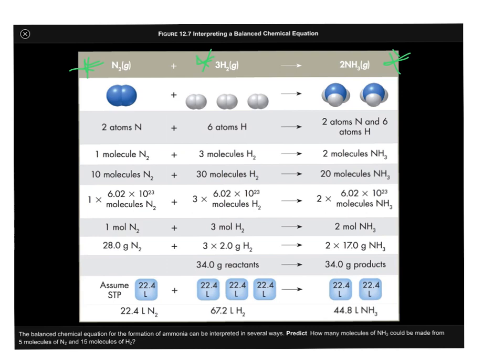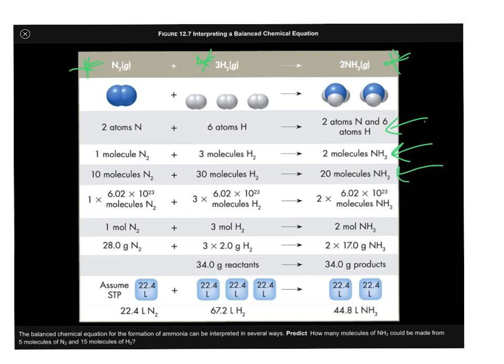Right here, very cleanly they just remind you that you can address this chemical reaction as atoms. So you have 2 atoms of nitrogen reacting with 6 atoms of hydrogen to form molecules that are 2 atoms of nitrogen and 6 atoms of hydrogen. You can use the phrase molecules for your representative particle. As you remember, we started to use that term, representative particles, months ago. 1 molecule of nitrogen reacts with 3 molecules of hydrogen to form 2 molecules of NH3.